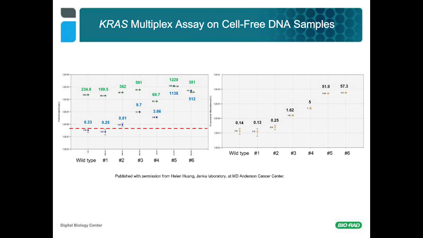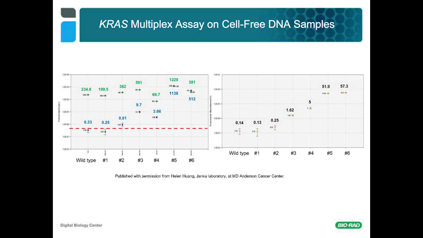These are the concentration plots and fractional abundance graphs for the percentage mutant of wild-type KRAS in green, mutant KRAS in blue, and the percentage mutant in orange from 6 MD Anderson Cancer Center cell-free DNA plasma samples, demonstrating the range of mutant detection in real samples.